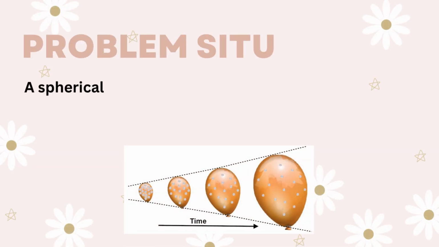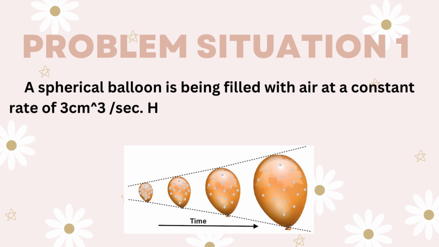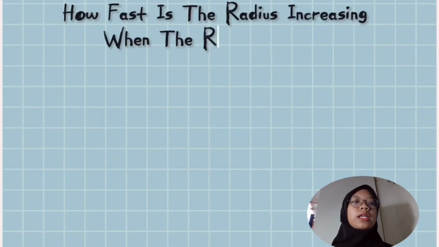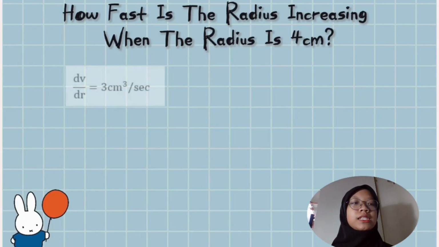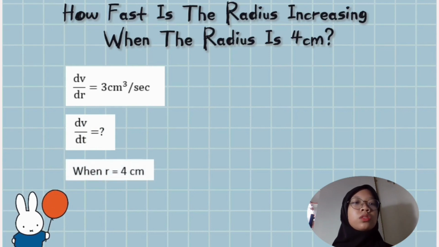Okay, so now let's look at problem situation 1. A spherical balloon is being filled with air at a constant rate of 3 cm cube per second. How fast is the balloon increasing when the radius is 4 cm? Now we are going to calculate how fast the balloon increases when the radius is 4 cm. The information that we get in this question is dV over dt equal to 3 cm cube per second. Now we need to find the change of radius with respect to time when the radius is equal to 4 cm.